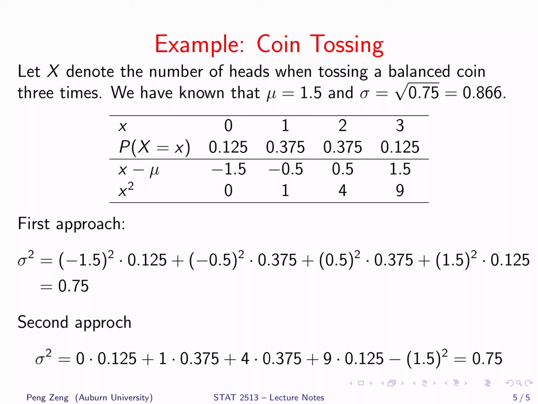Using the second formula to calculate the variance, we square each possible value of x, multiply them by the corresponding probability, and add together. Make sure to subtract mu square. The result is also 0.75. The standard deviation is the square root of 0.75, or 0.866.